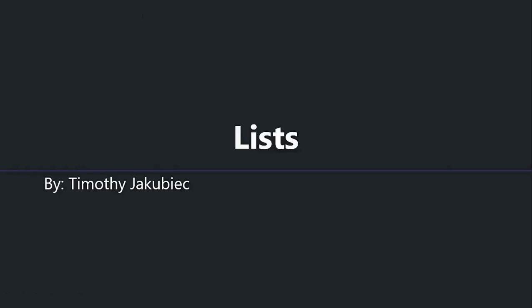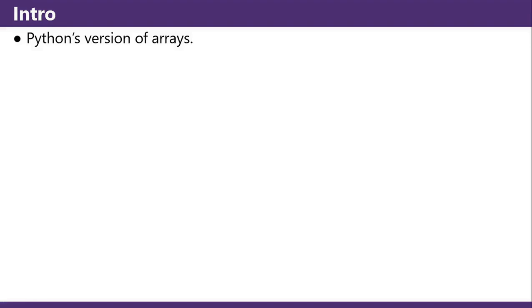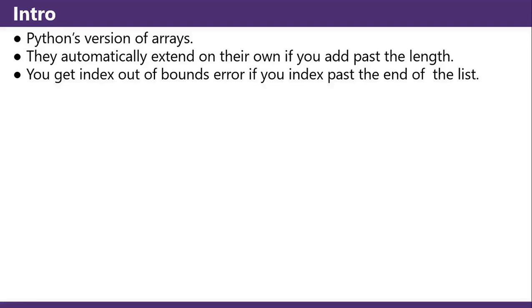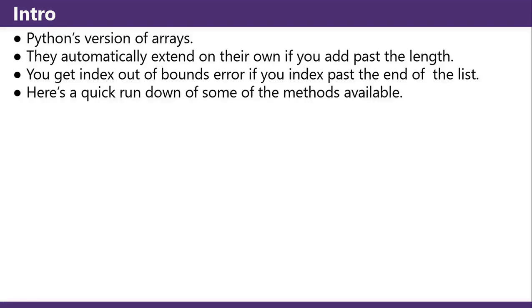Today you're going to learn about lists in Python. Python's version of arrays. They automatically extend on their own if you add past their length. You get an index out of bounds error if you index past the end of the list. Here's a quick rundown of some of the methods available.